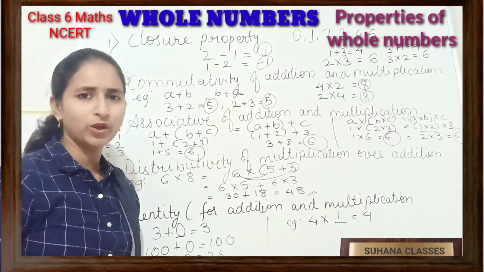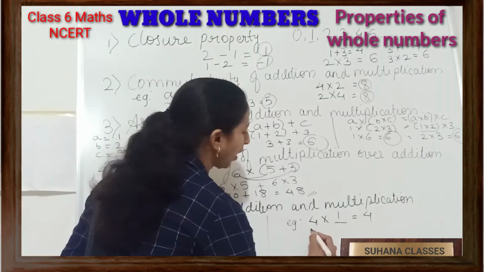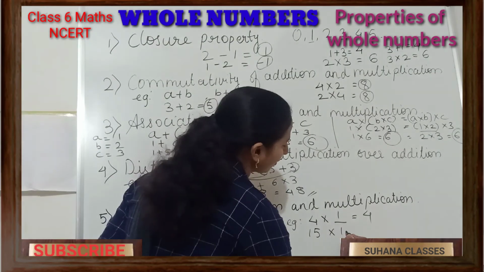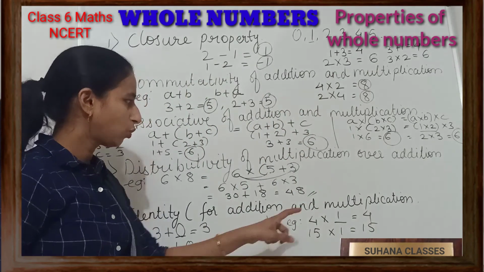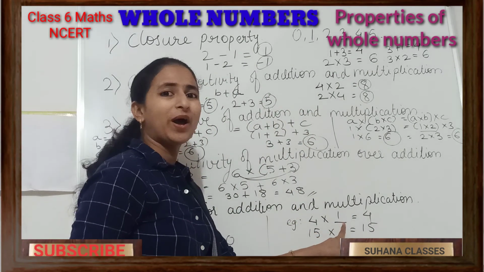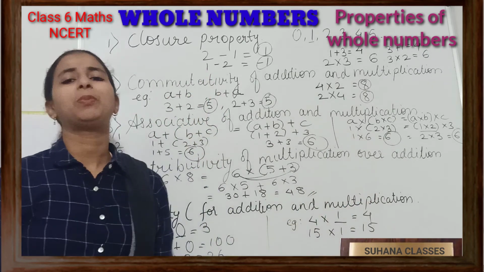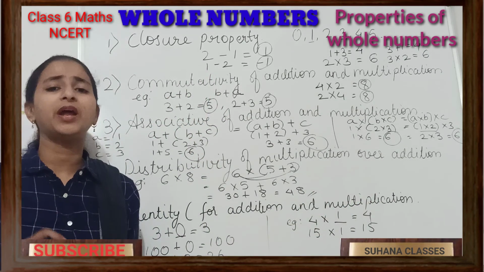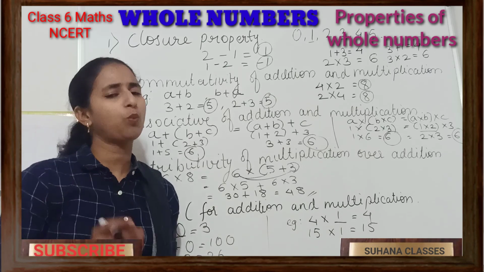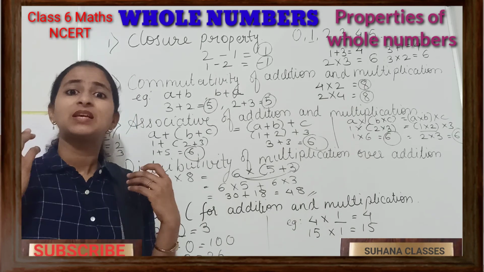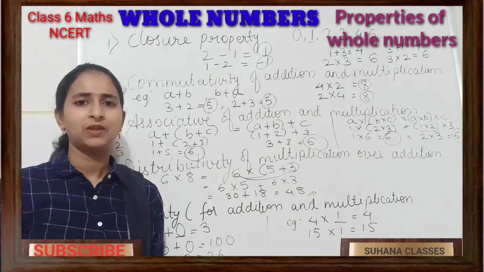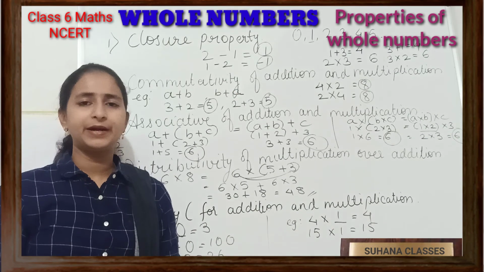Any number you multiply by 1, you will get that same number only. That whole number only. So what can I say? 1 is the identity for multiplication. If any whole number is multiplied by 1, I will get that same whole number as my answer. So this is what identity is about.